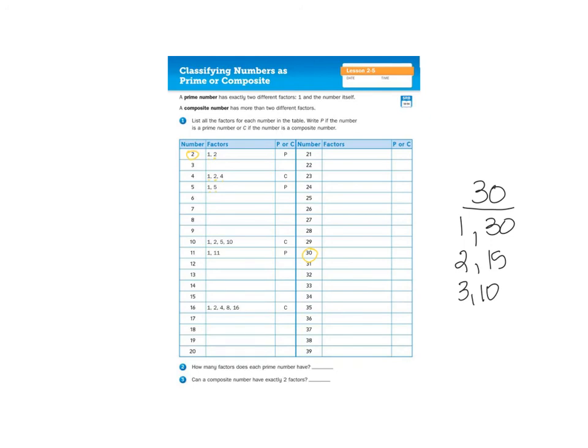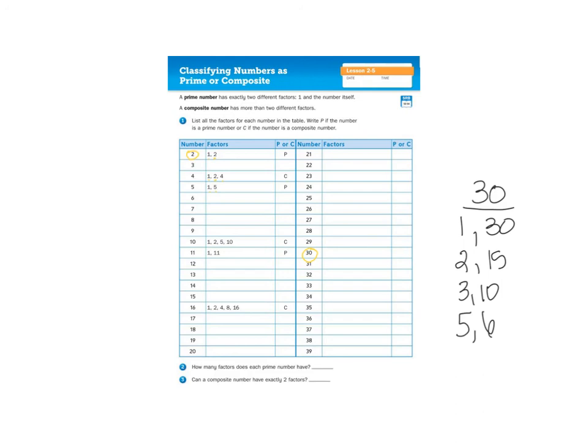Does 4 work? Well, I know 4 times 5 is 20. 4 times 6 is 24. 4 times 7 is 28. 4 times 8 is 32, so 4 doesn't work. How about 5? Well, it ends in 0, so 5 must work. If I skip count by 5: 5, 10, 15, 20, 25, 30. 5 times 6 equals 30.